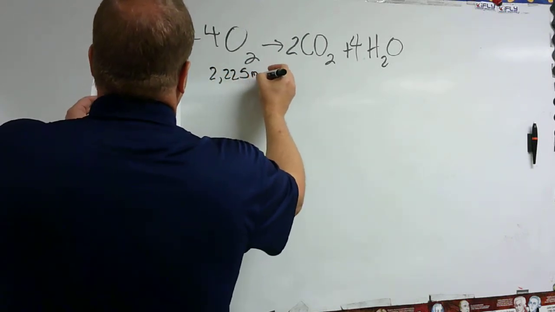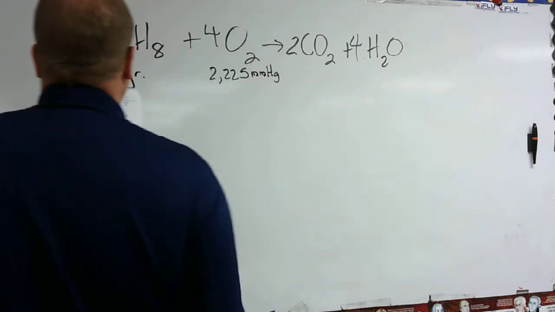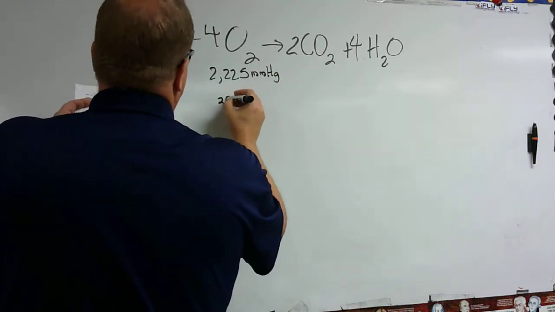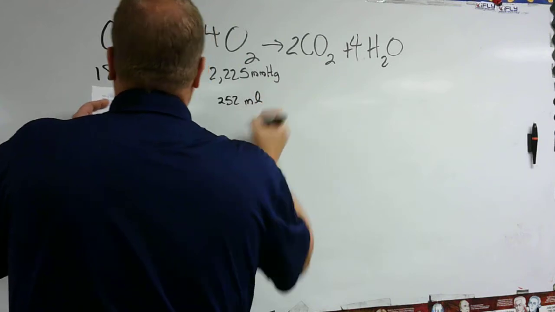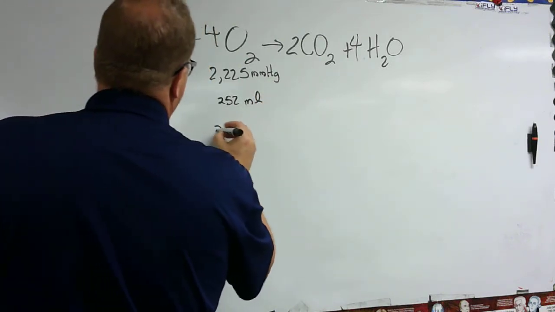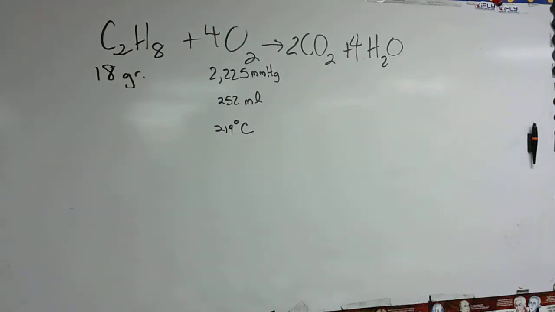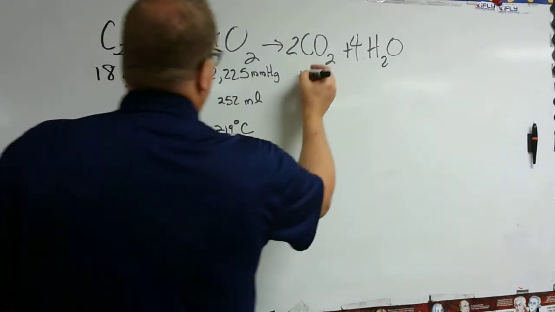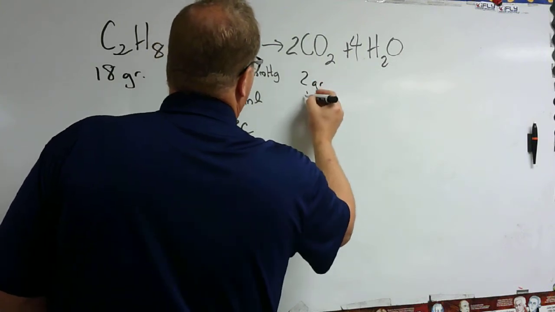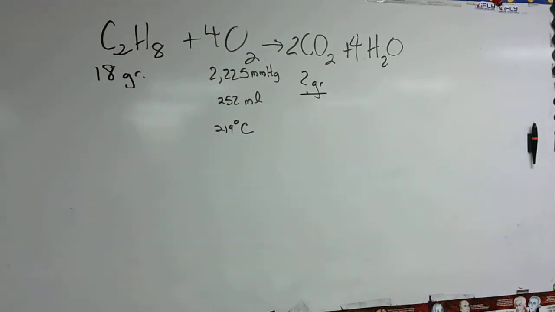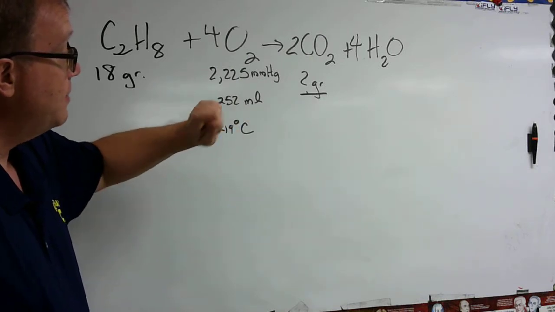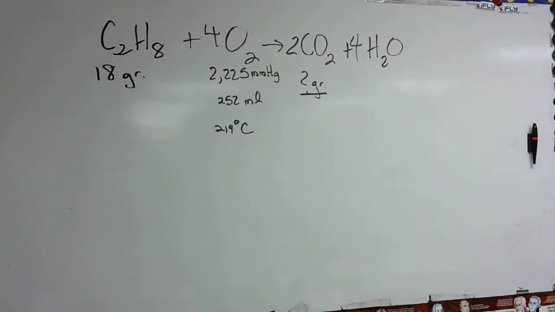2,225 mmHg. We have 252 milliliters of space and 219 degrees Celsius. And we're trying to find out how many grams of carbon dioxide are produced. Now, if you take a look at it, I have factors of this and this, so that means this is going to be a limiting excess reactant problem.